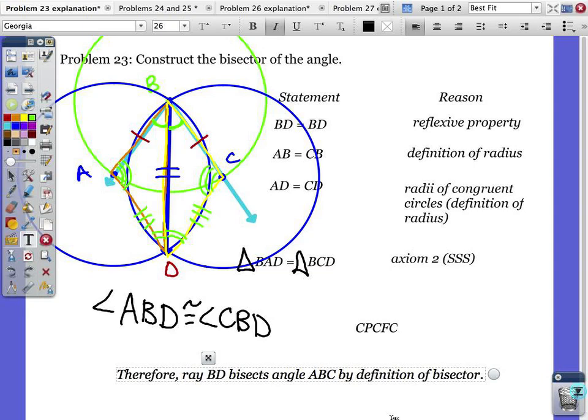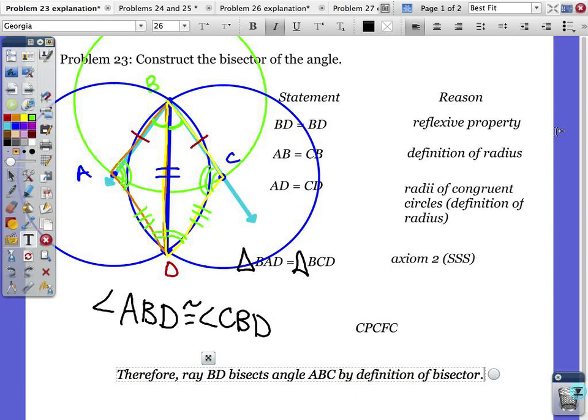Bisector is in your notebook and it has a definition. CPCTC is in your notebook and it has a definition. Axiom 2 is in your notebook and it has a definition. Radius is in your notebook and it has a definition. Reflexive property is in your notebook. All of your reasoning has to come from that notebook. It has to be definitions or axioms, and later on it has to be a theorem that we have already discussed. It can't be stuff in the future. It has to be stuff that we've already discussed.